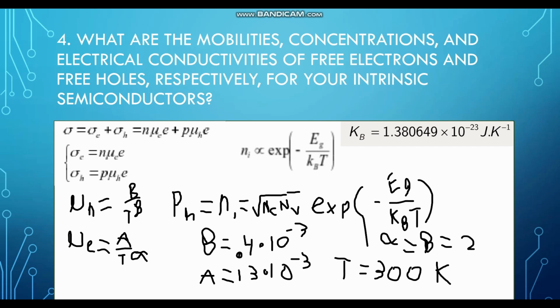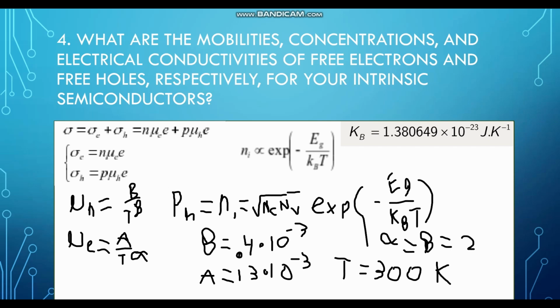Hello, I will be presenting on the mobilities, concentrations, and electrical conductivities of both free electrons and free holes for our intrinsic semiconductor. So we have InSb, and I have here all our values and all the equations we use. So this will be the conductivity of the electrons, the conductivity of the holes, and the equations for them.